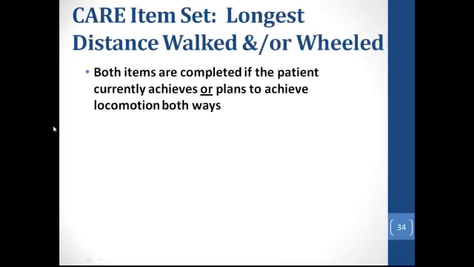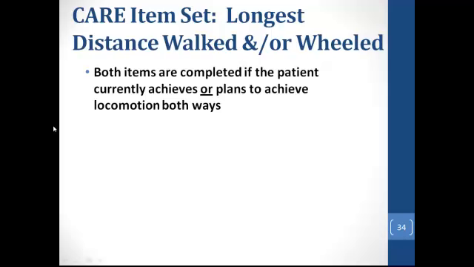The next item is longest distance walked and or wheeled. These items require the therapist to determine whether one type of locomotion will be a goal or whether both types will be. If only one type of locomotion is a goal, then that is what is included in the composite score. But if both types of locomotion are goals, then the scores are merged into one score that goes into the patient's total mobility score.